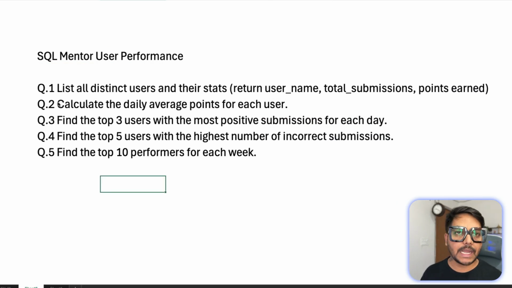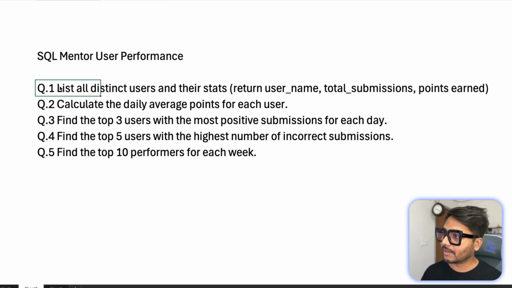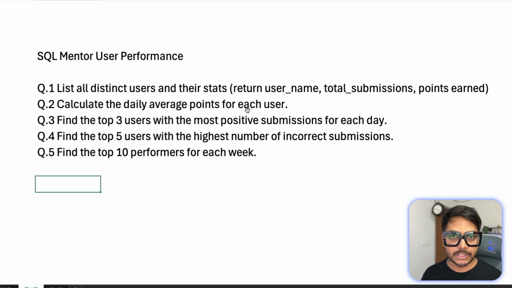I have written down 5 key business problems which we are going to solve in this mini project. The first problem says: list all distinct users and their stats, returning user name, total submissions and the points they earned. This is the first simple business problem. The second problem is to calculate the daily average point for each user. So what are their daily average points?